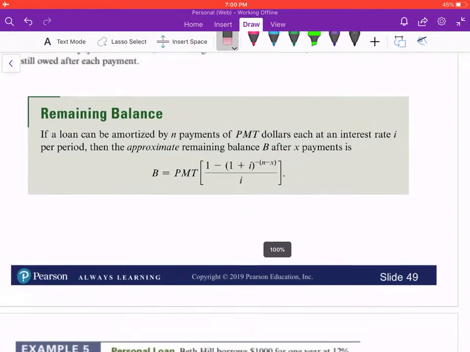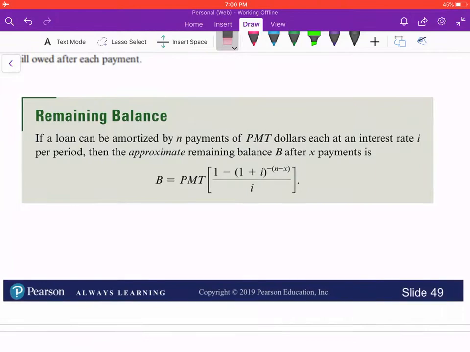So we have here a new formula, and here we have capital B, and that is the remaining balance of a certain loan. We have here PMT for payment. We know that n is equal to m times t. And here we have x, which is the number of payments that have already been made.